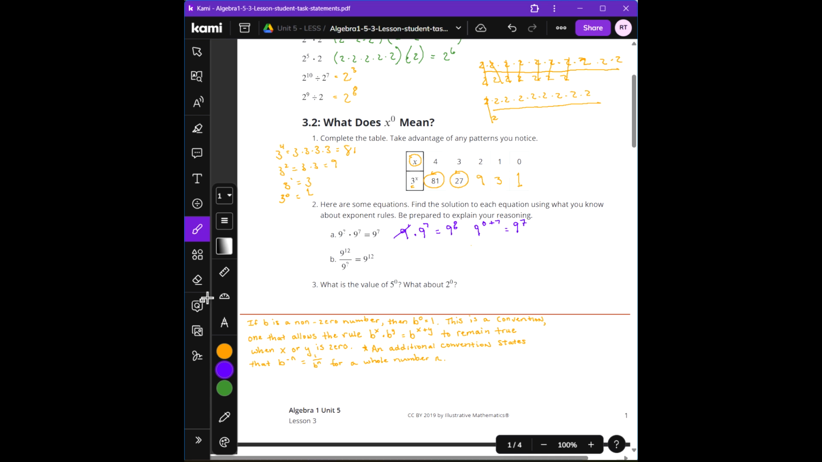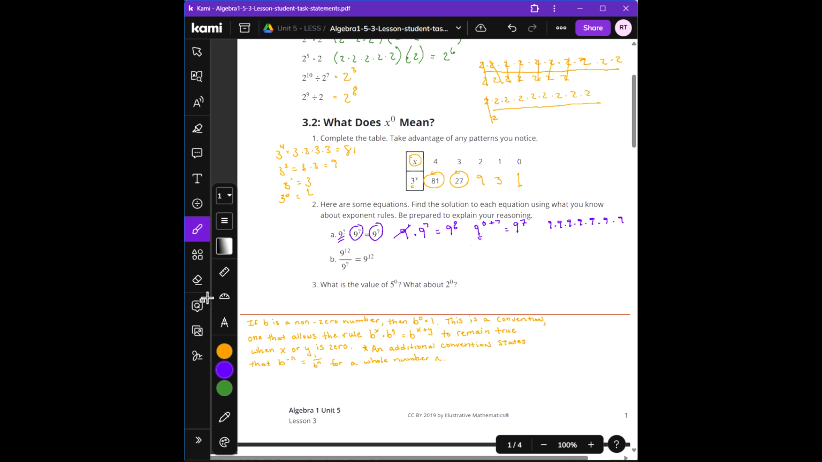Okay, and so this 9 to the 0 is basically saying we are not including this 9 when we are adding up all of our exponents. So if we had 9 times 9 times 9 times 9 times 9, and so on, here's our 9 to the 7th. And if we're multiplying it by another 9, well, we can't do that, because we already have our 9 to the 7th. So basically what we're doing is we're not including this 9 in our multiplication.